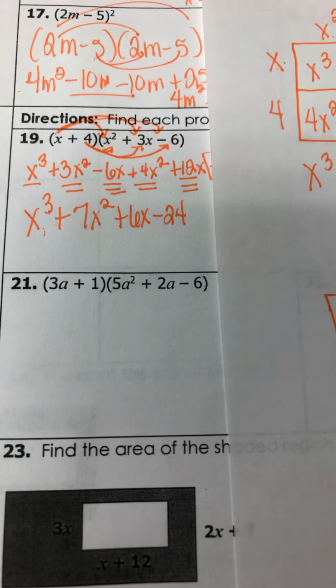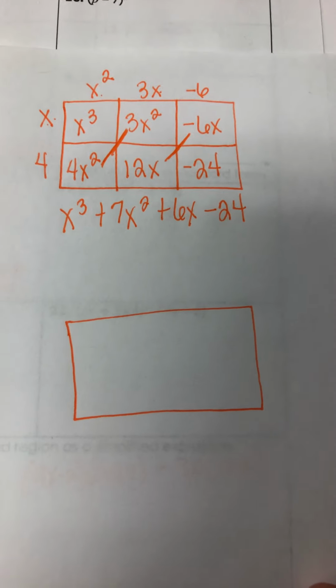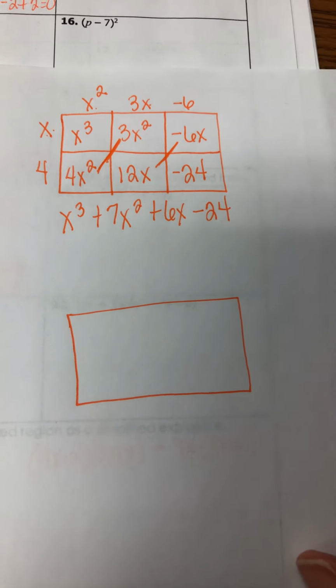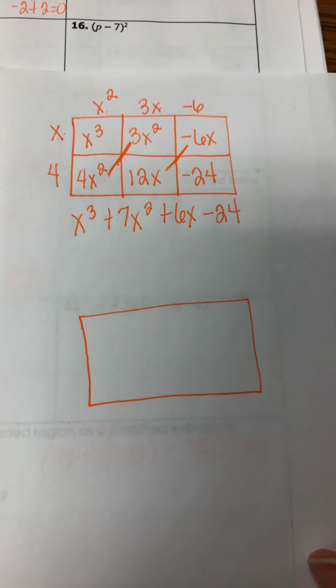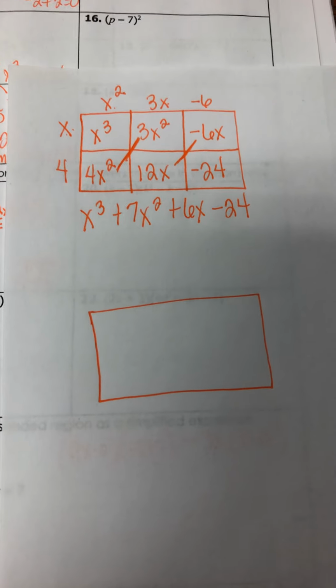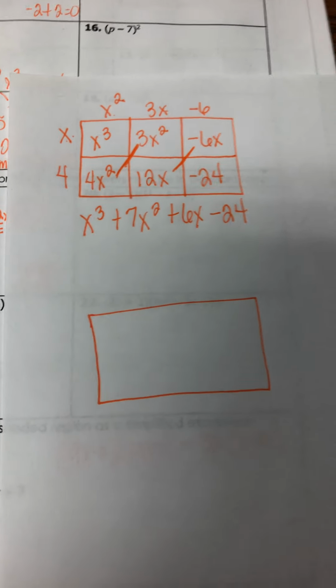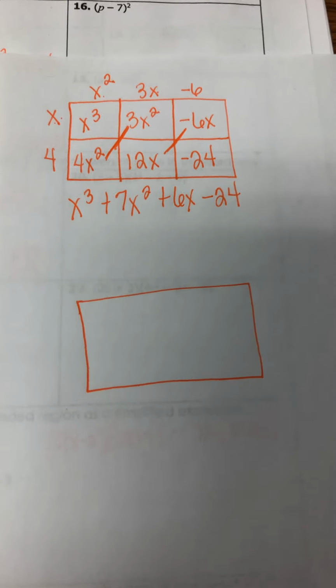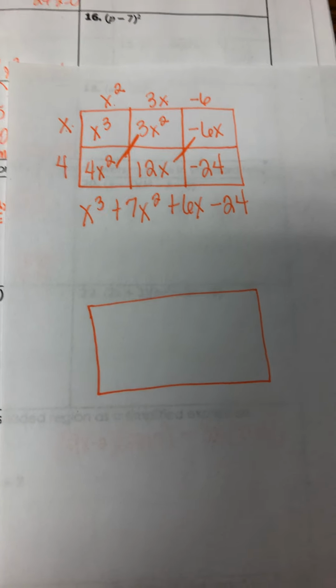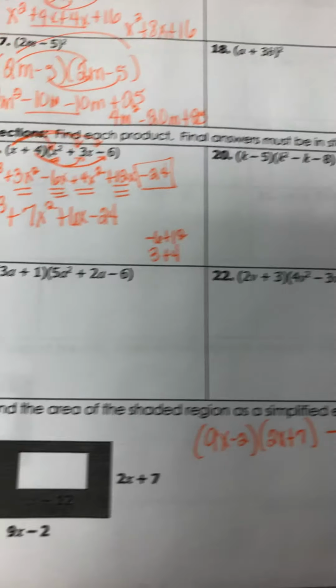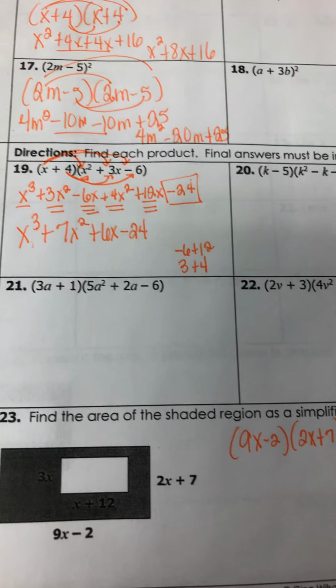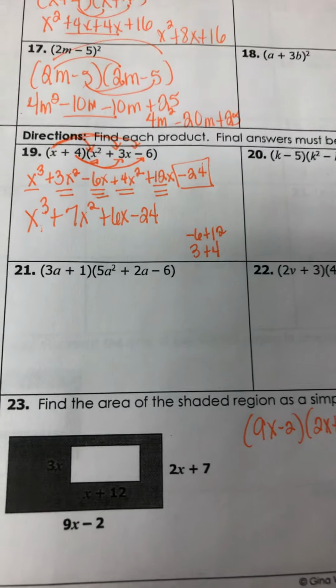So you can use the distributive property or you can use the box method and you're going to get the exact same result. I don't care which one you use, just find a way that you're most comfortable with, that you'll remember, and you can do this in the future if you need to. Okay, so let's look at number 21. Let's do the distributive property and the box method so you'll be comfortable.